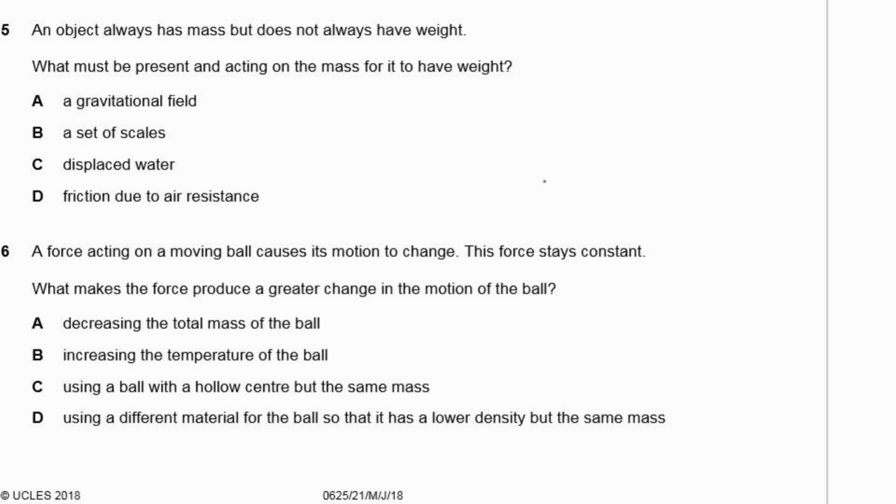5. An object always has mass, but does not always have weight. Well, let's look at that. The weight of an object is given by mass times gravity, and gravity depends on where you are in the universe. So what must be present and acting on the mass for it to have weight? Well, from this equation we can see, if it's got a mass, it must have gravity acting on it, so we need a gravitational field.